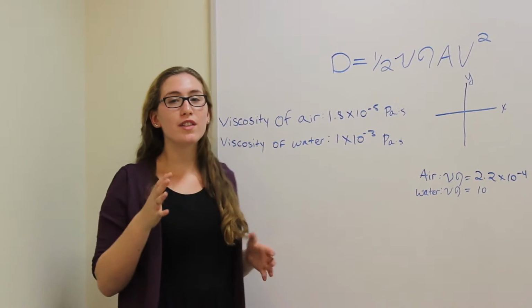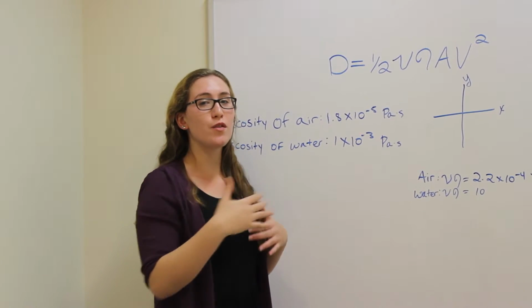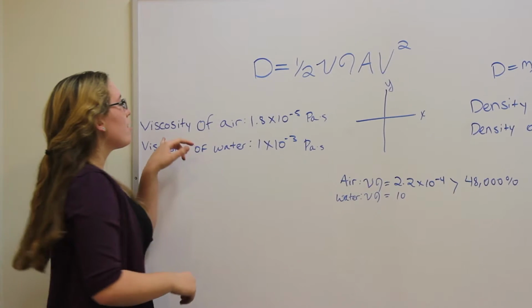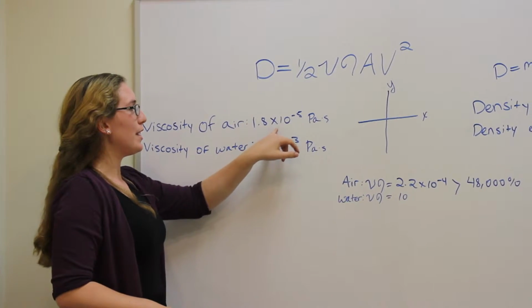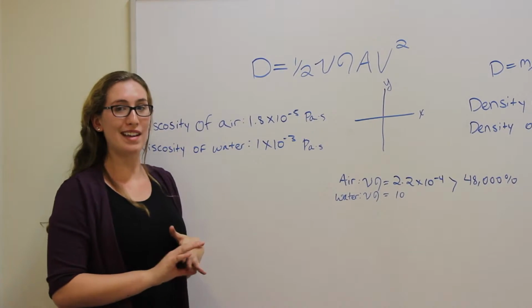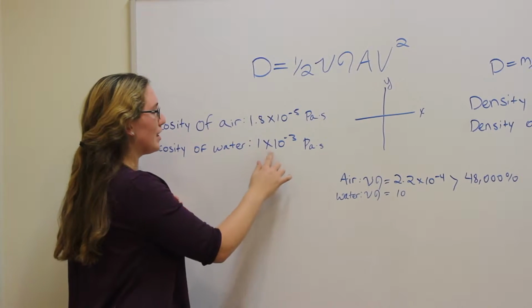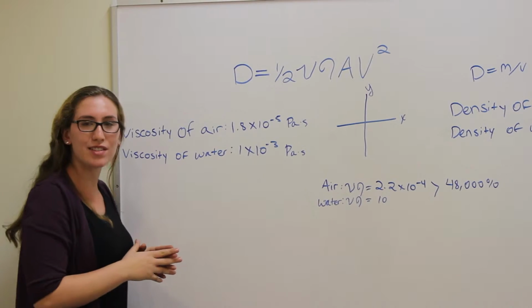Viscosity is the property of a liquid that causes it to resist the force of flowing, otherwise known in common language as thickness. The viscosity of air is 1.8 times 10 to the -5 Pascal seconds, which is a very small number, whereas the viscosity of water is 1 times 10 to the -3 Pascal seconds.